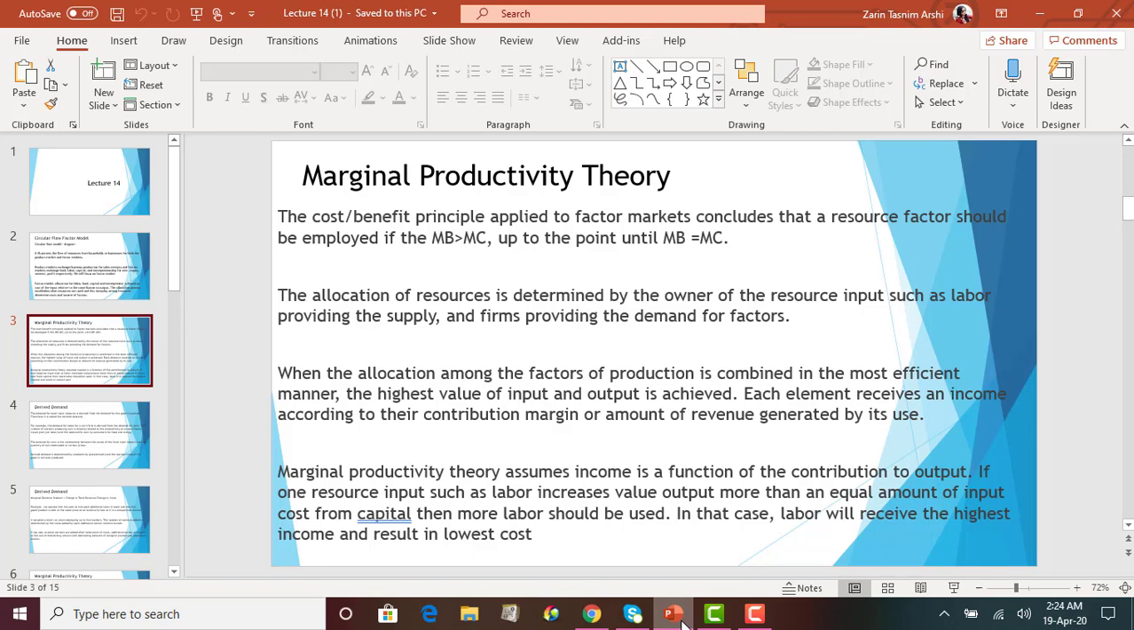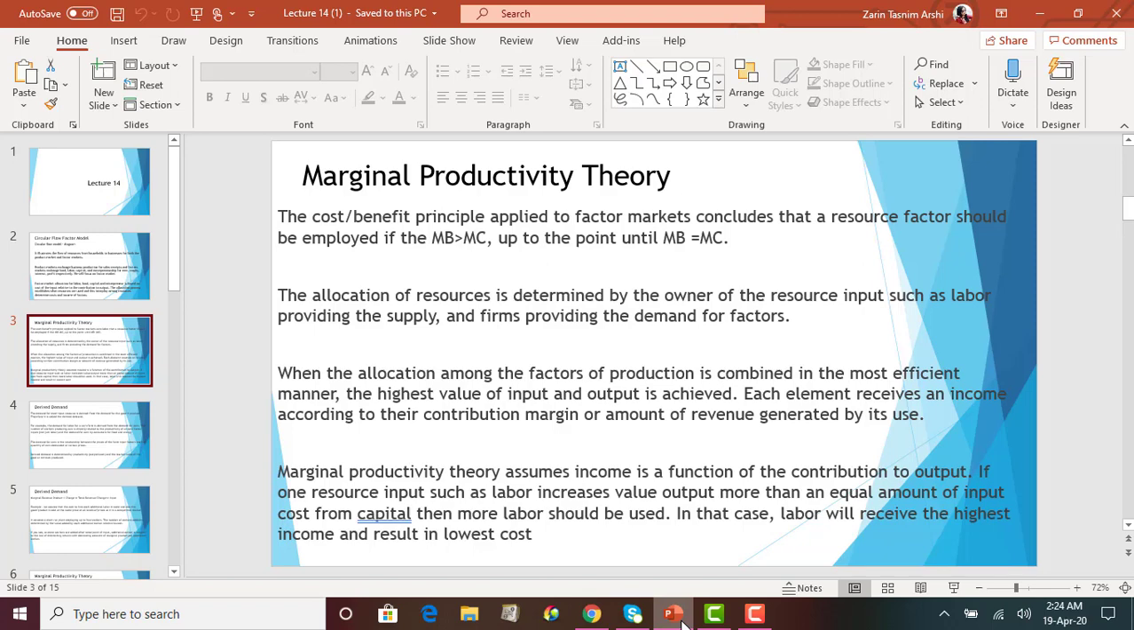If marginal cost is greater than marginal benefit, we will not employ more of that labor, or we will not employ more of that capital. That's what this cost and benefit principle is saying. Now, the allocation of resources is determined by the owner of the resource input, such as labor providing the supply and firms providing the demand for factors.